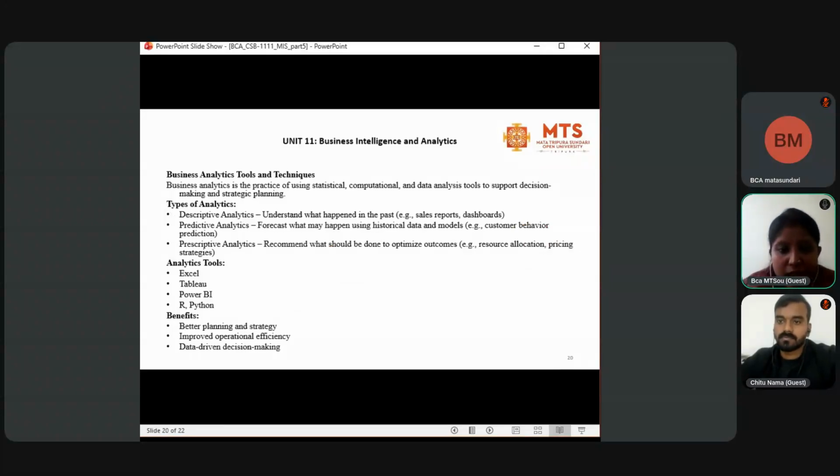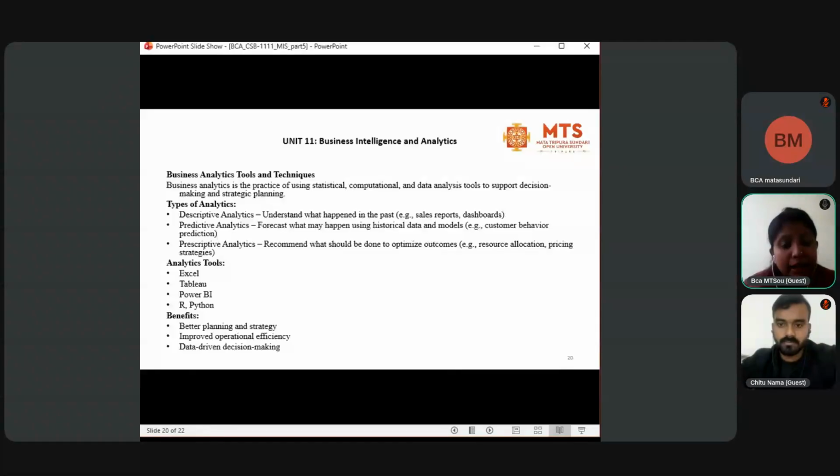And the last topic is business analytic tools and techniques. Business analytic tools is the practice of using statistical, computational and data analysis tools to support decision making and strategic planning. This is the business analytics tools.